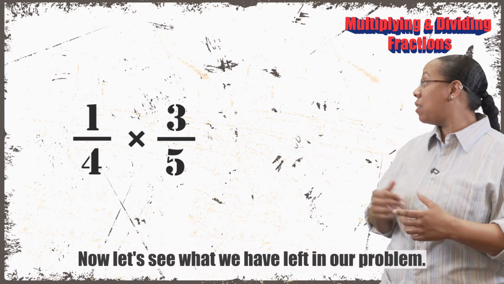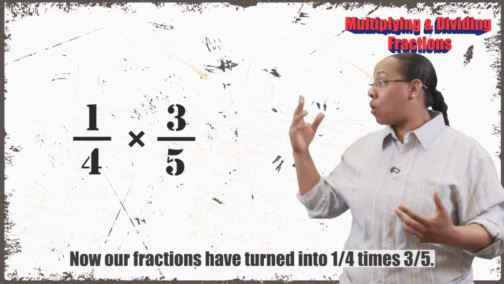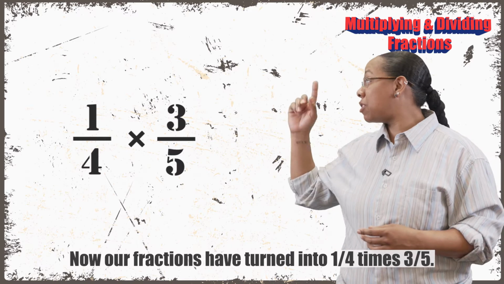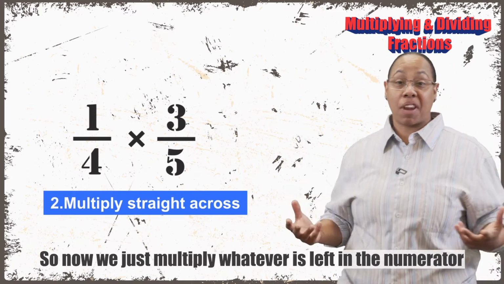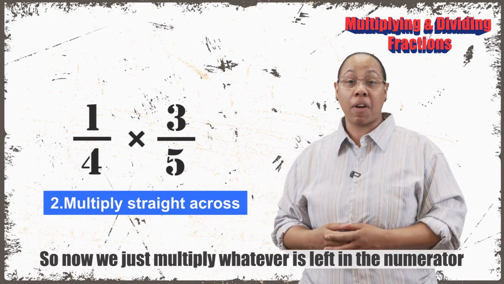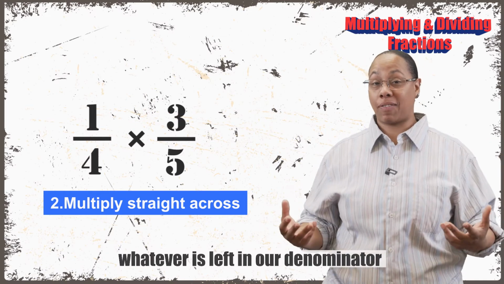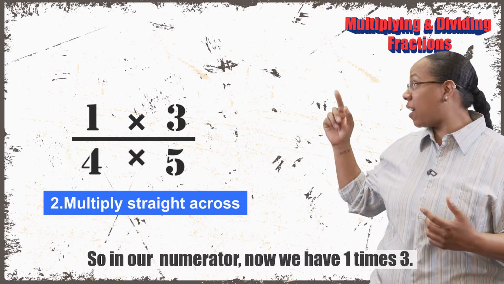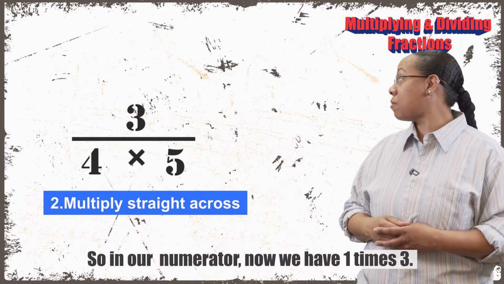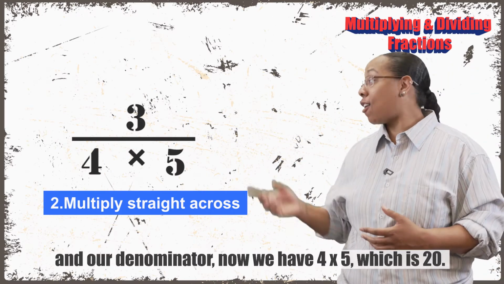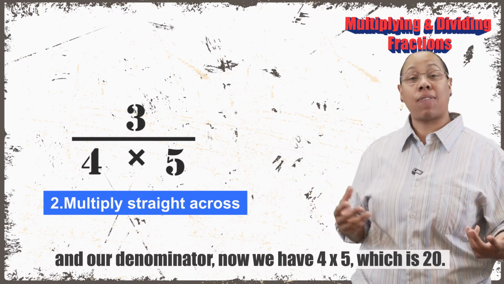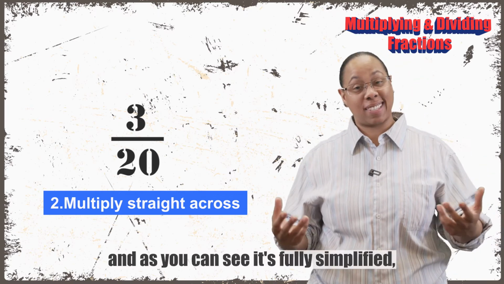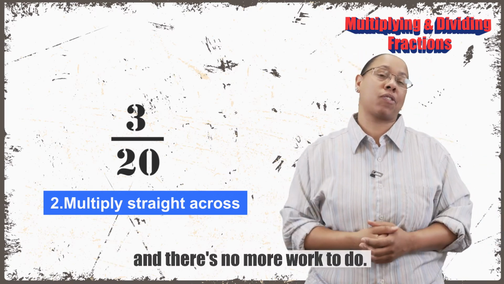So now let's see what we have left in our problem. Well, now our fractions have turned into 1 over 4 times 3 over 5. So now we just multiply whatever's left in the numerator straight across, whatever's left in our denominator straight across, and we'll get our answer. So in our numerator, now we have 1 times 3. That's going to be 3. In our denominator, now we have 4 times 5, which is 20. So our final answer is 3 over 20. And as you can see, it's fully simplified and there's no more work to do.